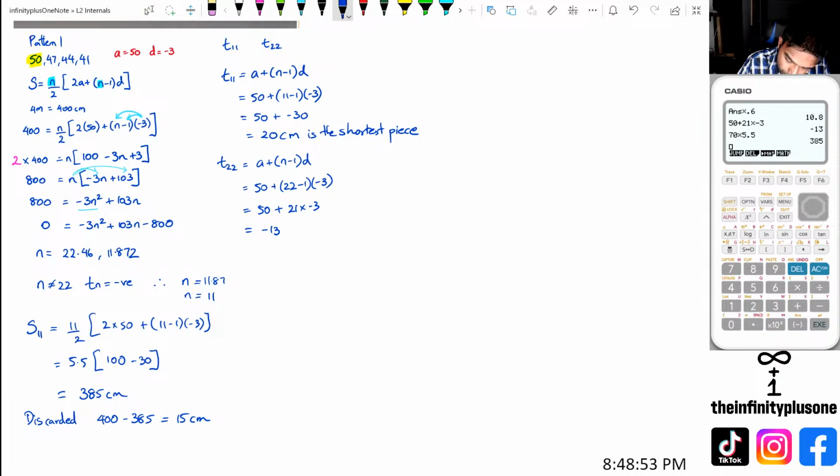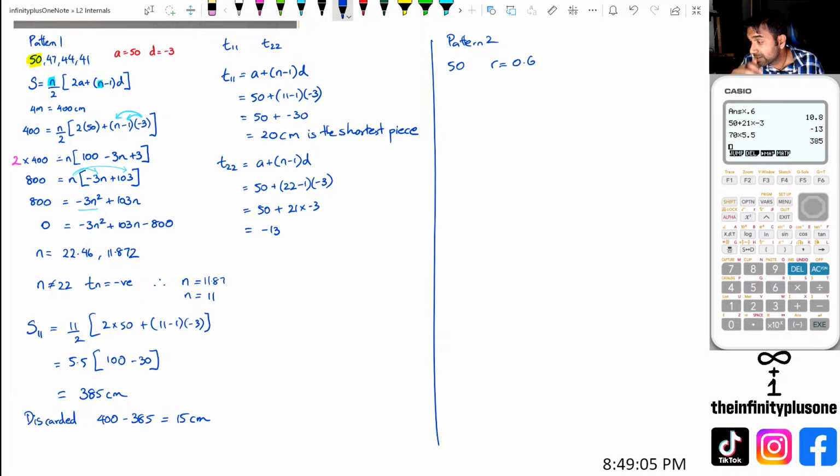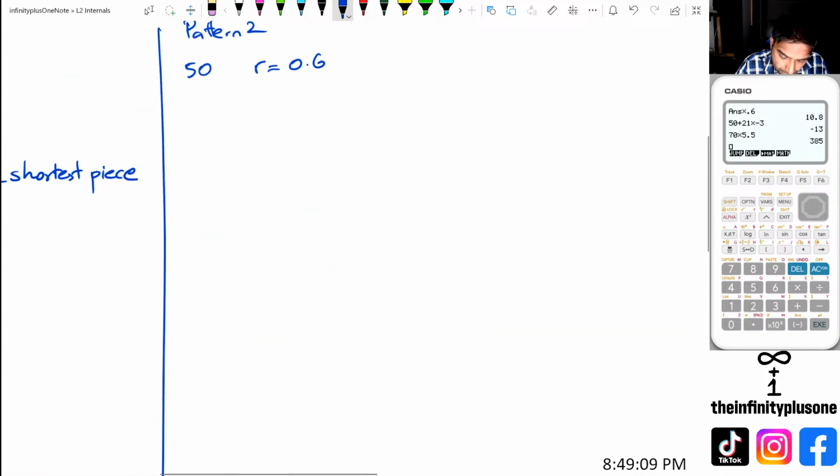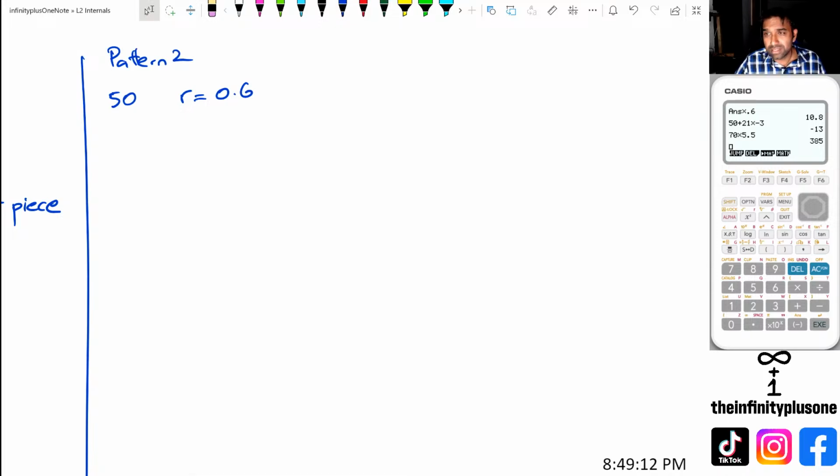All right, let's go to pattern 2 then. With pattern 2, we started with 50, and then the ratio that it was decreasing by is 40%, so the ratio is going to be 0.6. Now, the problem with pattern 2 is that we don't know how many pieces are going to get cut. So we have to assume that it's just going to keep getting chopped by little. So really, we want to know what would happen if we do the sum of infinity.